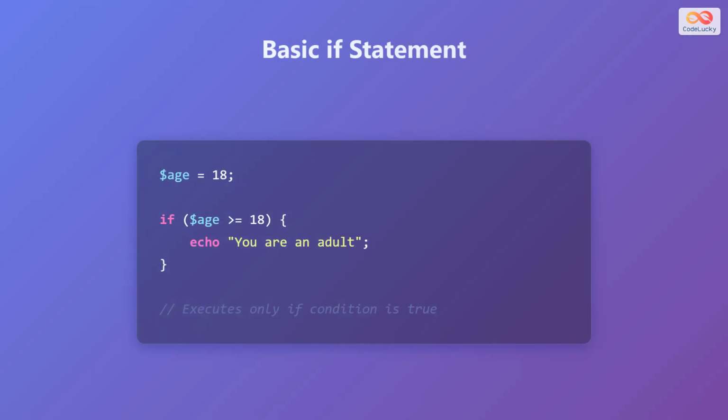Let's begin with the basic if statement. Here is an example. First, we declare a variable named age and assign it a value of 18. The if statement checks if the value of the variable age is greater than or equal to 18. If the condition is true, the code inside the curly braces will be executed, which will output "you are an adult". The comment indicates that this part of the code executes only if the condition is true.